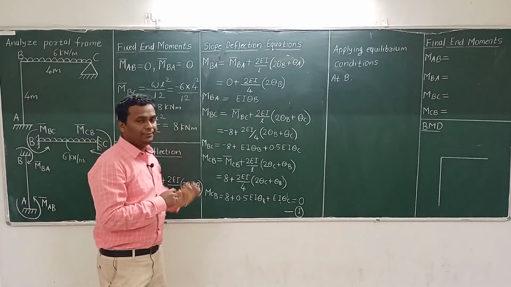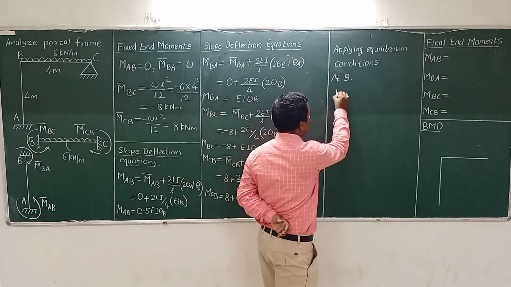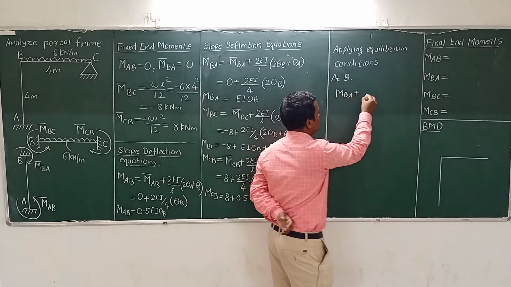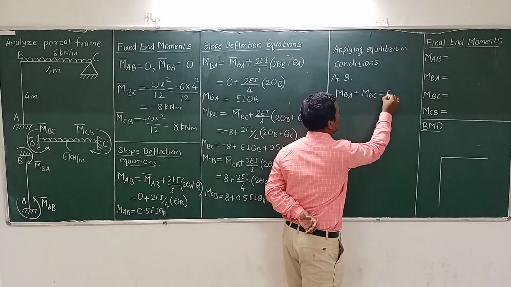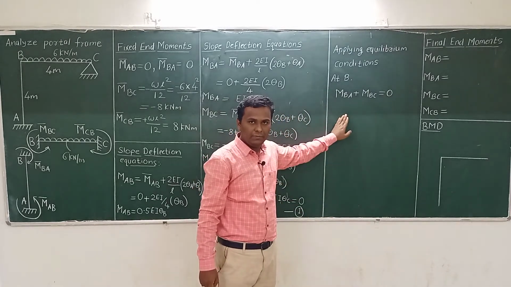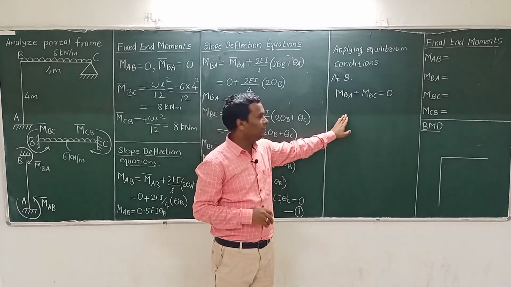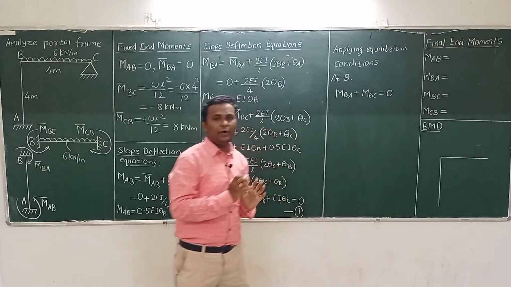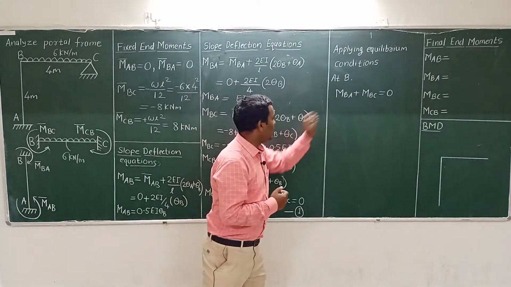So their addition must be equal to 0 in this case. So we can write down that MBA plus MBC must be equal to 0. This is a very important condition, that is the equilibrium condition, to solve such types of examples of the slope deflection method. So we have to remember this, that at any joint or at any point the total moments are always equal to 0. So what is MBA?